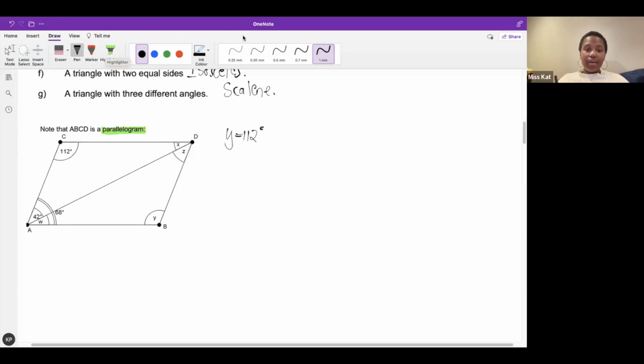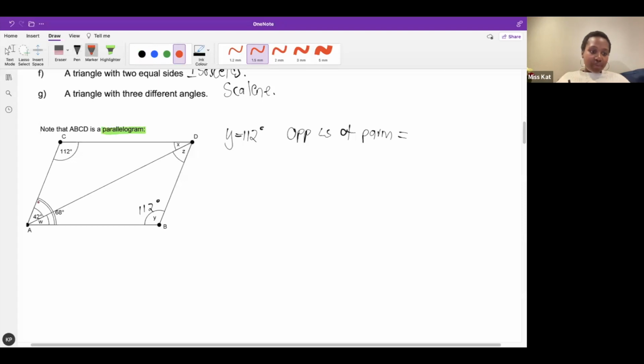Okay, Mida, your connection is not very well, so I'm not sure what you exactly said. Please type it in the chat for me. Okay, we said Y equals 112 degrees, and our reason is the opposite angles of a parallelogram are equal. So opposite angles of parallelogram, that's how we write parallelogram in our reason, parm, are equal. So now we have Y, which is 112 degrees.